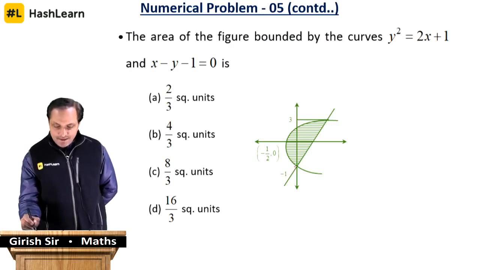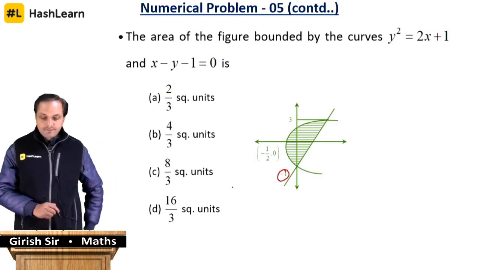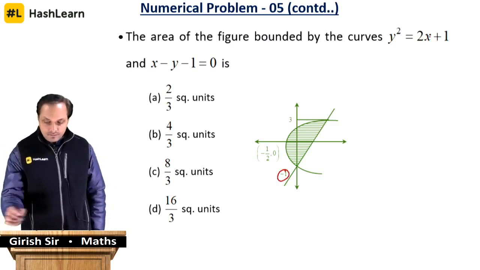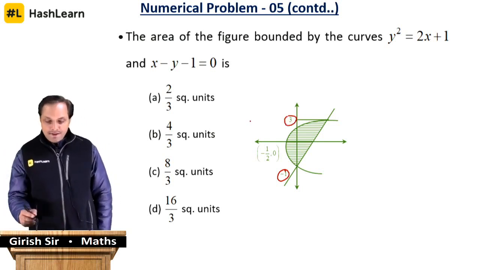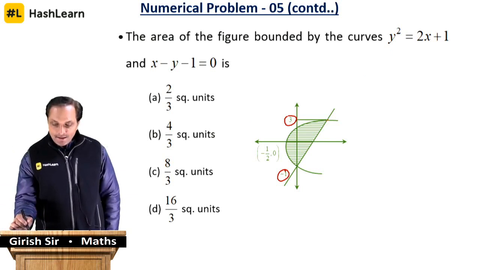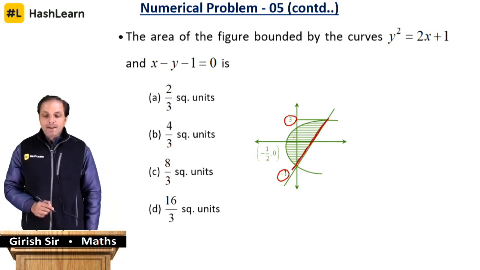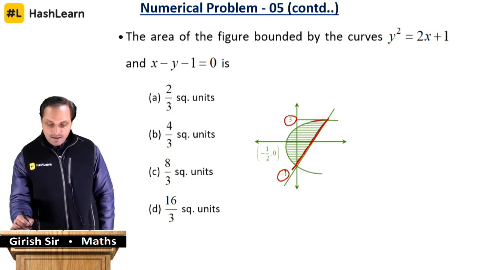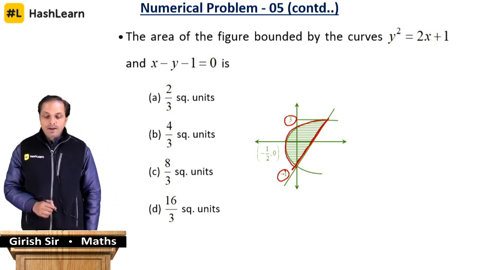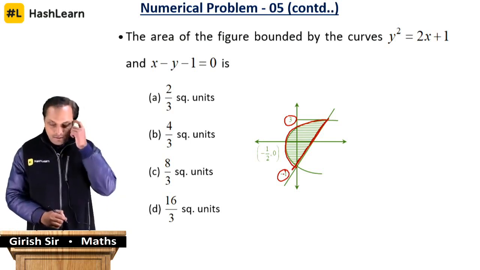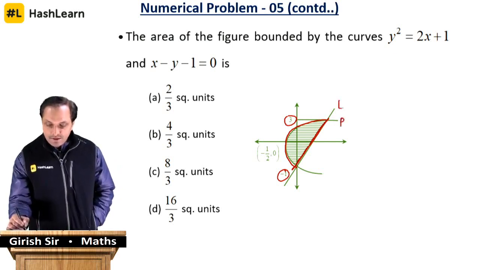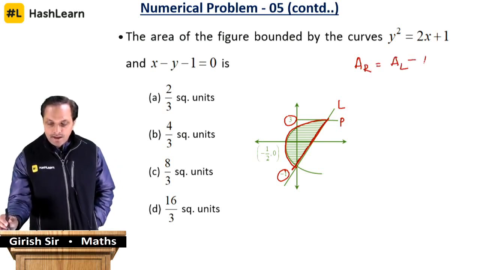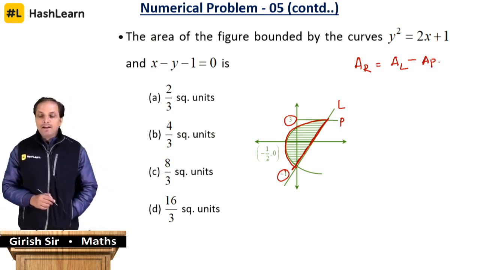So minus 1 is here. This is the minus 1. This is up to 3. So let us take the straight line first. This is what your straight line area is. In that, if you subtract this part, what will that give you? That will give you your parabola. This is your line. So the area required is area of line minus area of parabola.